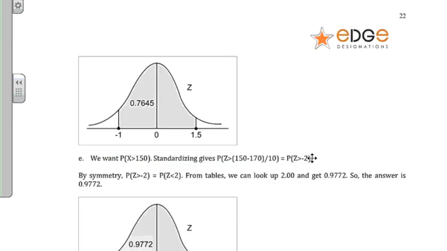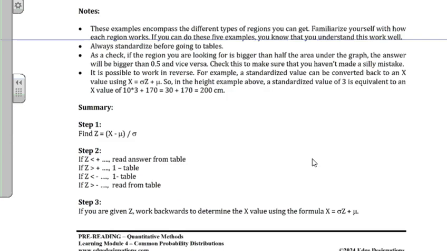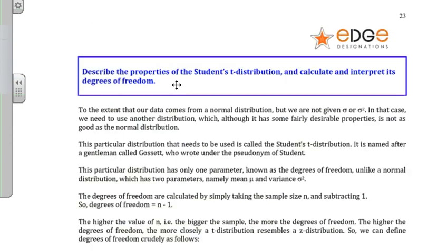Top of page 22, believe it or not, we continue with those. And there you go. Okay, and I'm not going to do each and every single one with you. Okay. Top of page 23, we come to a different type of distribution, which is called the student's T distribution. Student's T works with a thing called degrees of freedom.